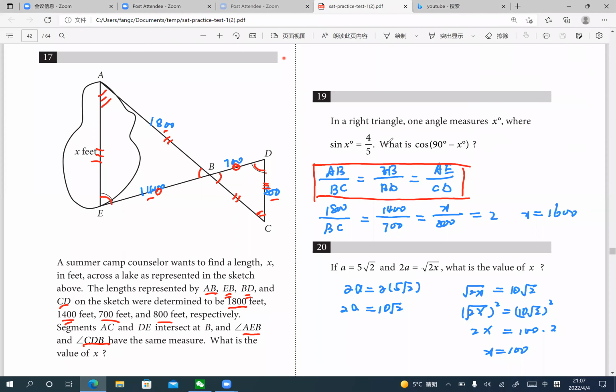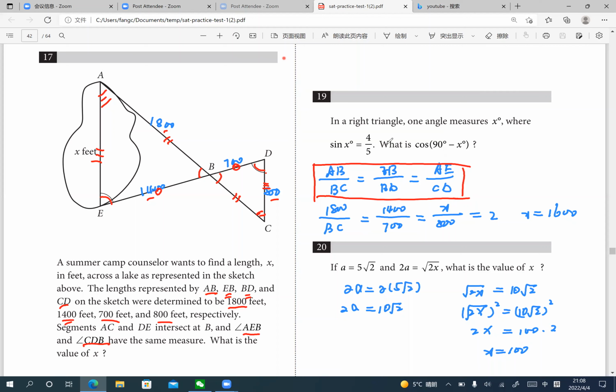And AB equals 1800. And we don't know the length of BC, but we know the length of EB and BD, which is 1400 and 700 respectively. So from the second ratio, we can see the scale factor is 2. Continue. AE is equal to X and CD is 800. Now, according to the scale factor, we can get the value of X should be equal to 1600 feet. So the answer of question 17 is 1600 feet.